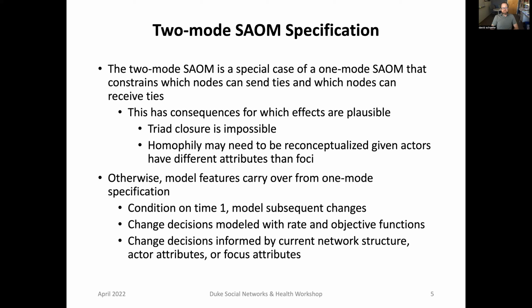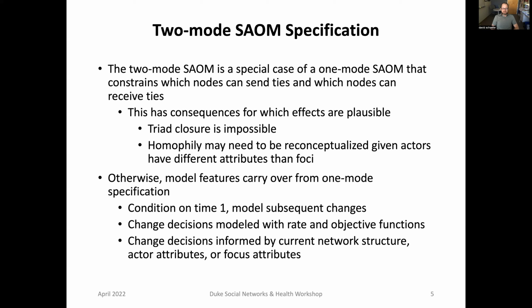This has consequences for the kinds of things that we model, the kinds of effects we model. Within two-mode networks, there are no triangles, so triad closure is impossible. Any effects that involve triads, if it's triad closure, are no longer relevant. Homophily, as we think about it in terms of two actors being connected because they're similar, needs to be reconceptualized when connections are between two different modes.